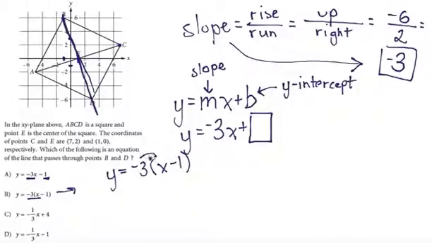Well, let's distribute the -3 to both of these. We get y equals -3x. Oh, what's -3 times -1? It's +3. Oh my gosh, +3. And that is the answer to this question.